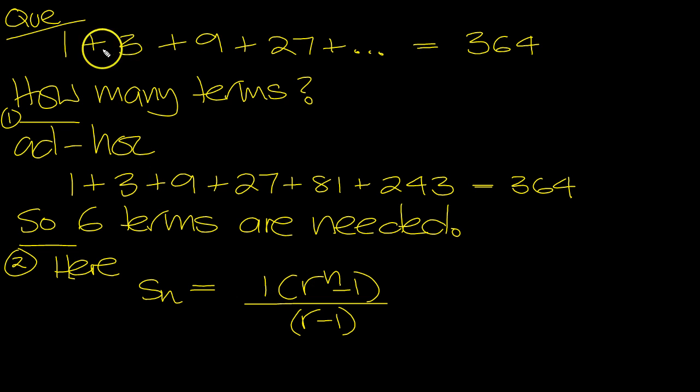R, the common ratio, is 3, isn't it? Because we're timesing by 3. So wherever we see an r, we're going to put a 3. So let's do that then. Okay, so this is 2 here, and we want the sum of 364. This is 2, isn't it? So I'm going to scratch this out. 3 minus 1 is 2.